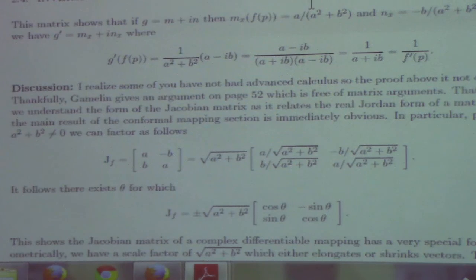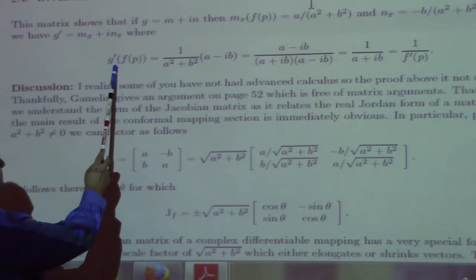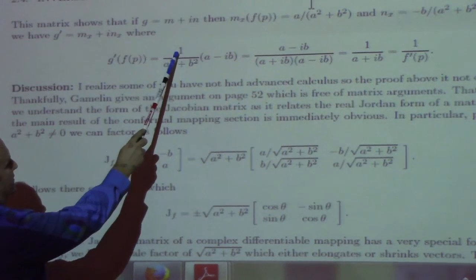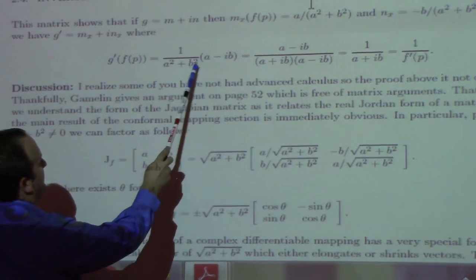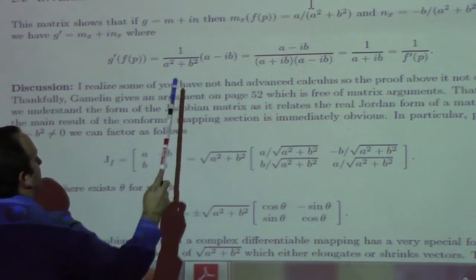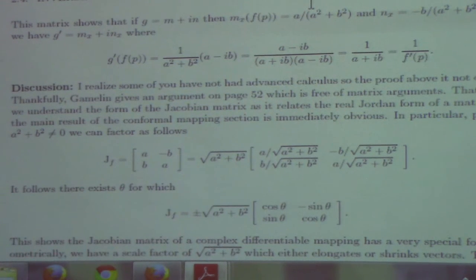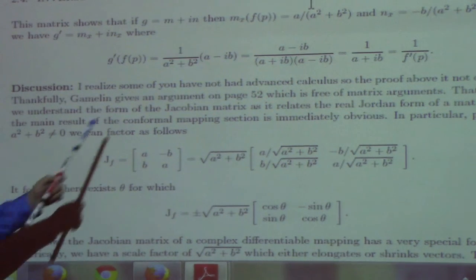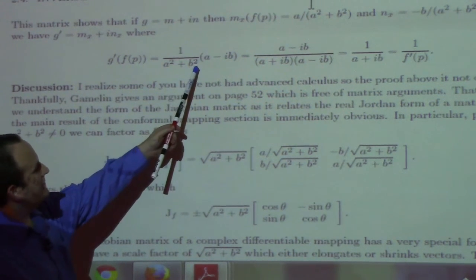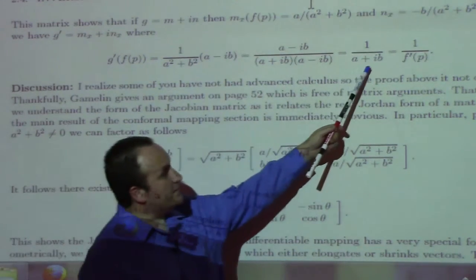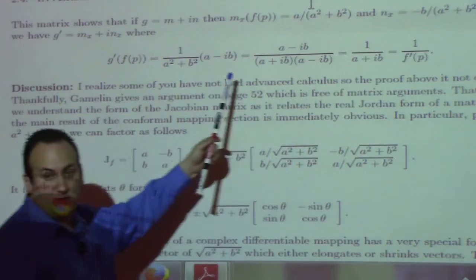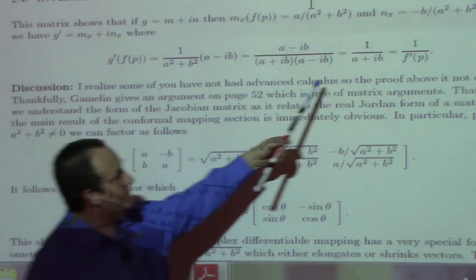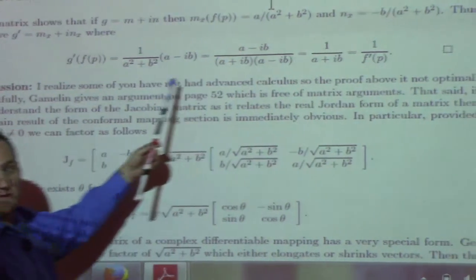And so then, using the theorem that I derived earlier today, that means that G prime of F of P is equal to 1 over A squared plus B squared times A minus iB, because this complex number corresponds to the matrix I just wrote under the usual correspondence of A and B in the 2 by 2 matrix. That's the complex number which corresponds to it. But if you rewrite that, that's just 1 over A plus iB if you undo the multiplication by the conjugate. But that's 1 over F prime of P, and there you have it.